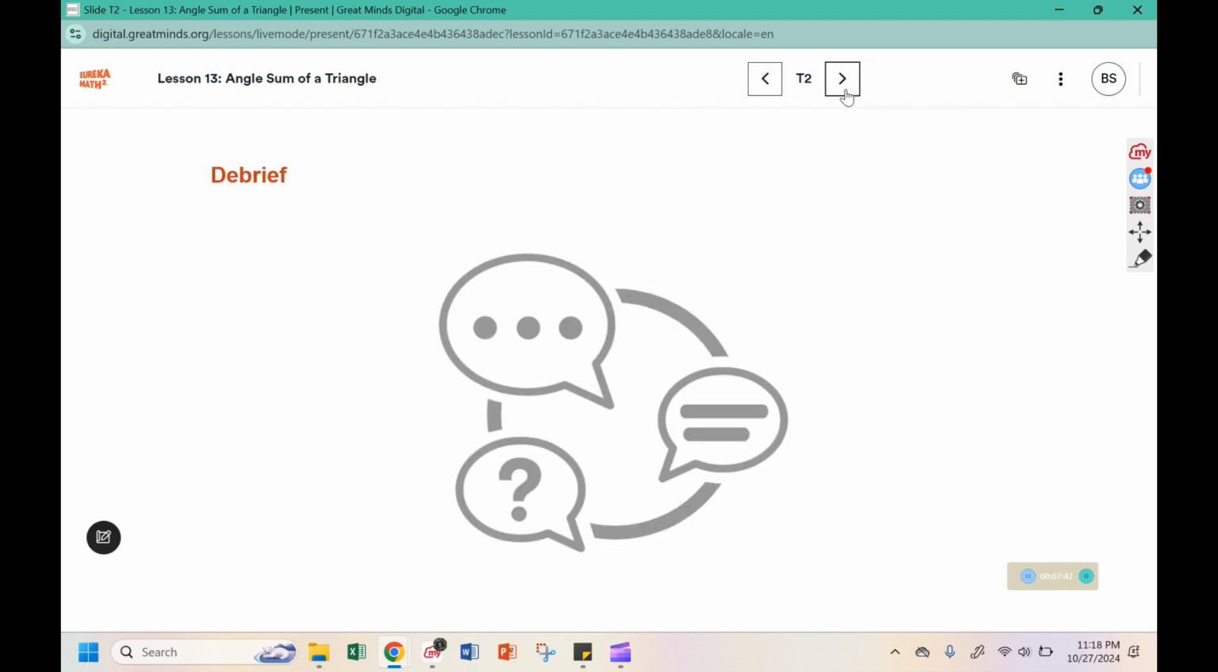Your warm-up should be complete with those missing angles. And then in your workbook, I would include some notes about how the sum of the three angles in a triangle always add up to 180 degrees.